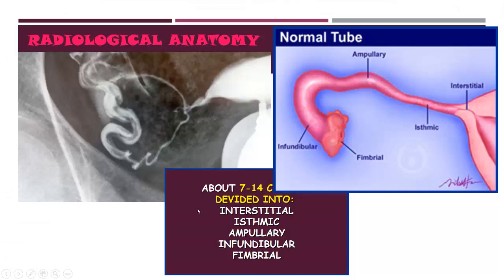Then we come to the most common and most useful part of hysterosalpingography, which is the assessment of the fallopian tube. The uterine cavity we can usually assess by ultrasound or by MRI, but for the fallopian tube, the gold standard to see it is hysterosalpingography.